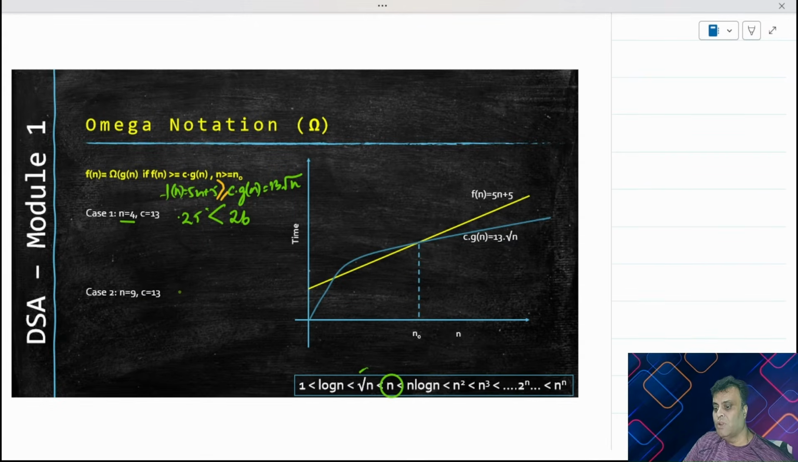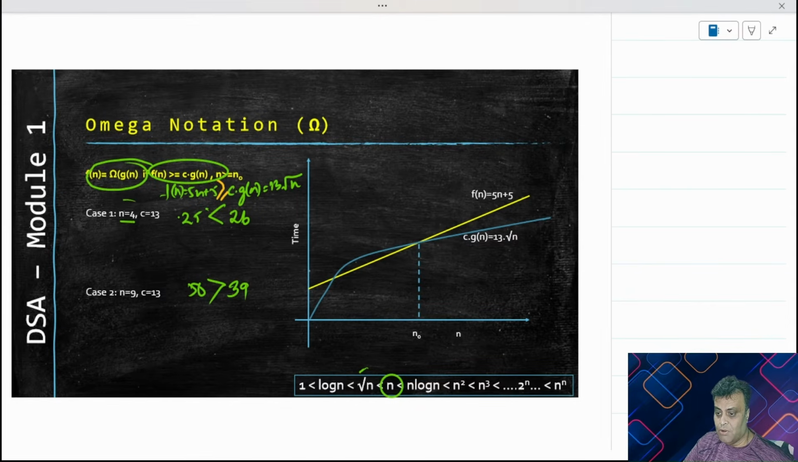If we put n equal to 9, then 5 9s are 45 plus 5 is 50. And we have 13 root n, n is 9, root n is 3. So 3 3s are 9, 3 1s are 3, so this is 39. So we have 50 greater than 39, which means we have satisfied this equation. So if we have satisfied this equation, then we have the liberty to call this out.